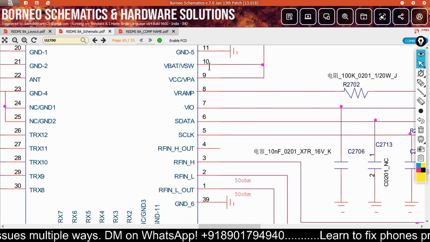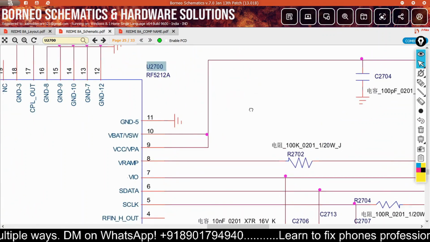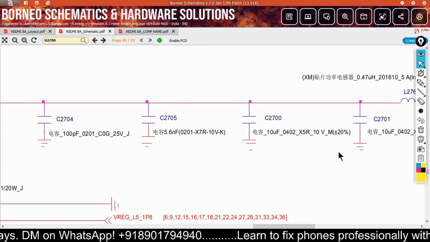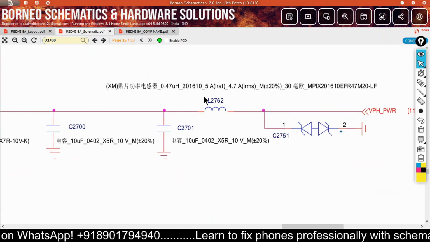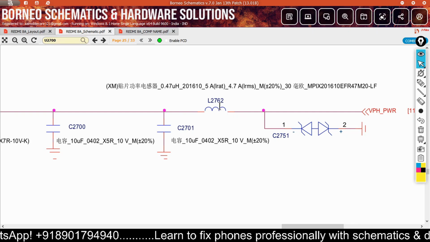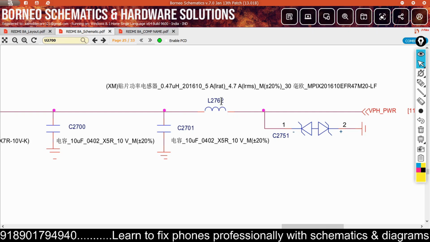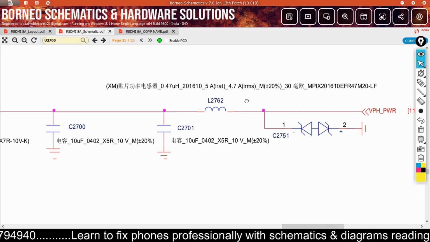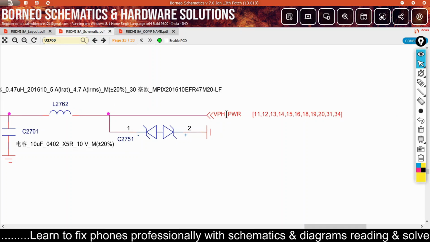Now pin number 10 and pin number 9. Follow this, and you will see there is a coil. If this coil is missing by chance or open, your phone will be in no service, right? Or this is the VPH power.